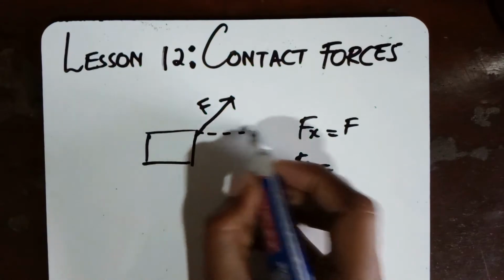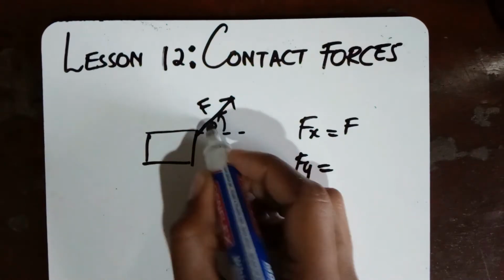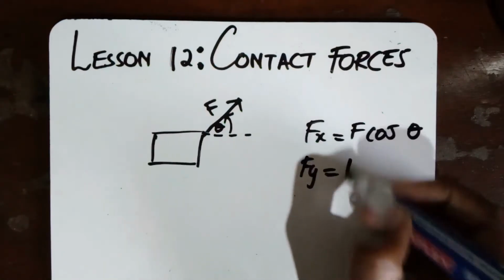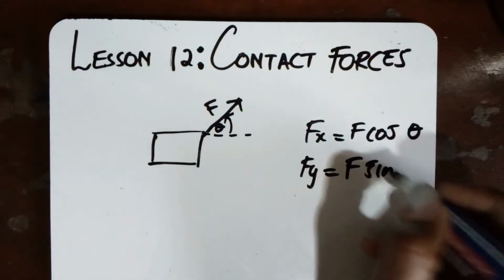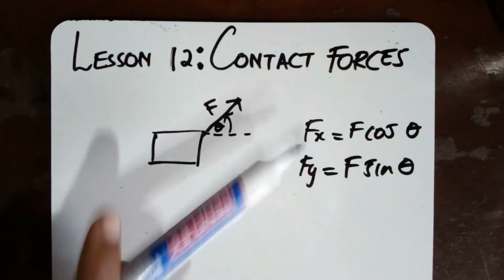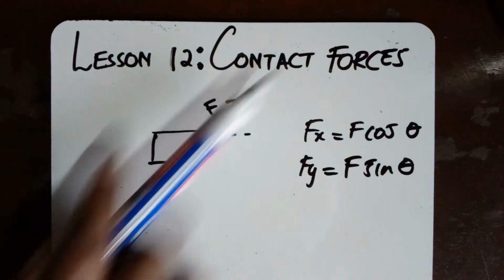So this force makes an angle theta with the horizontal. So it's F cos of theta. This one would be F sine of theta. So this was the force acting on an object in a diagonal direction.